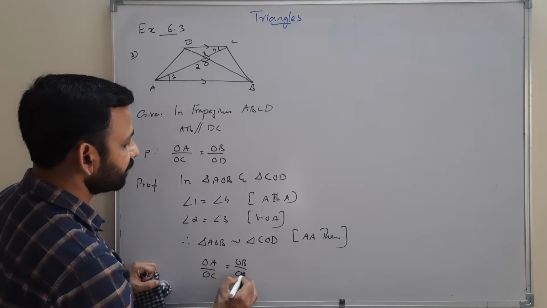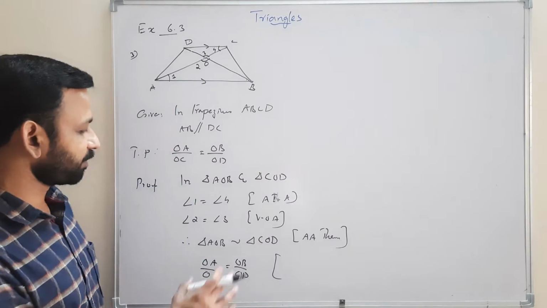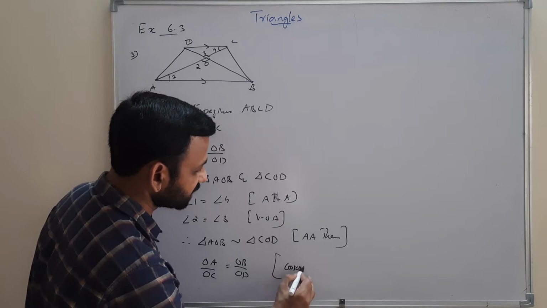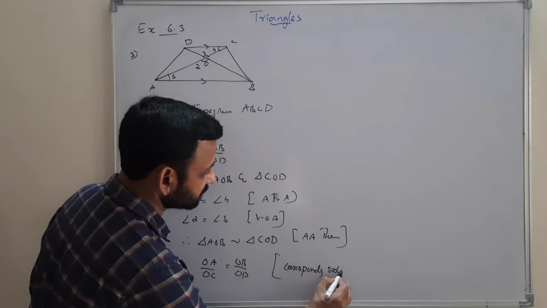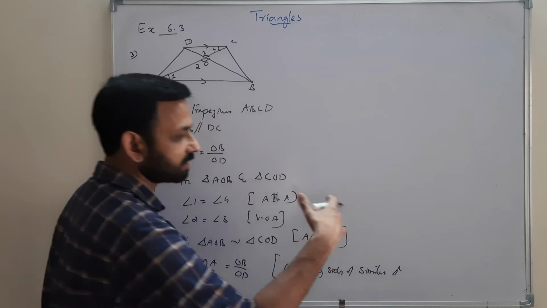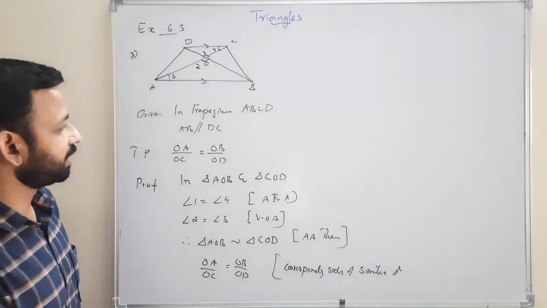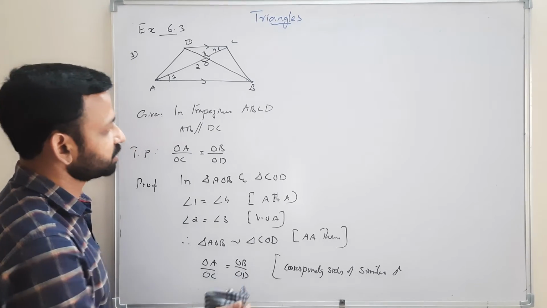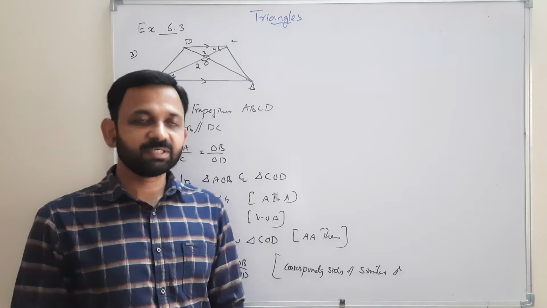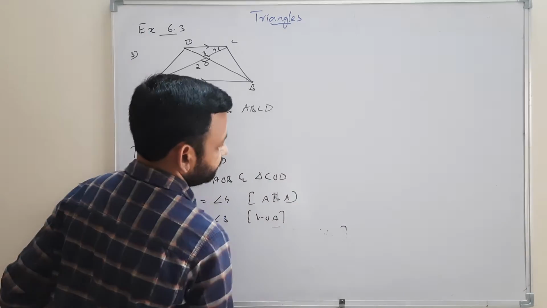OB upon OD. So triangles are similar. If two triangles are similar, then the corresponding sides of the triangles are in same ratio. So this reason, corresponding sides of similar triangles are in same ratio. That is the reason. So we got OA upon OC is equal to OB upon OD. So this same question we have done in previous class by using a basic proportionality theorem. So here we have done it by similarity theorem.